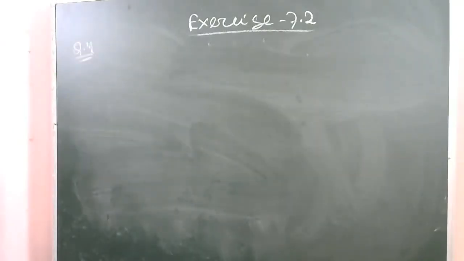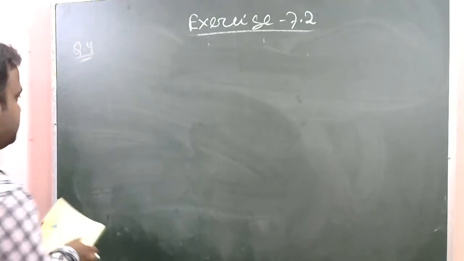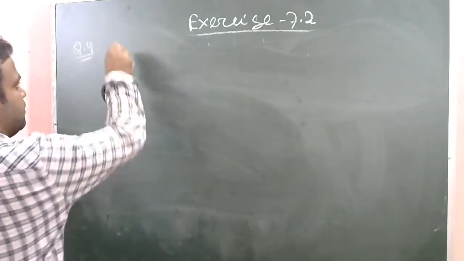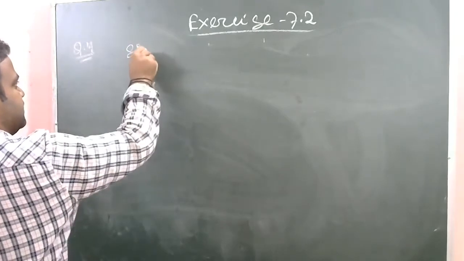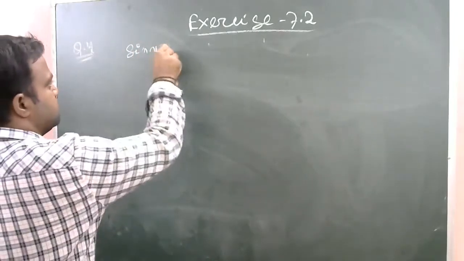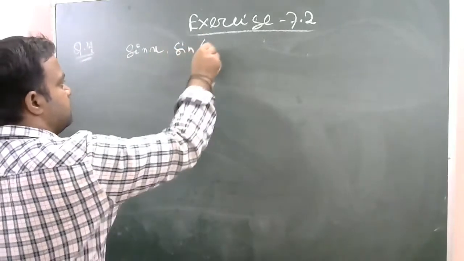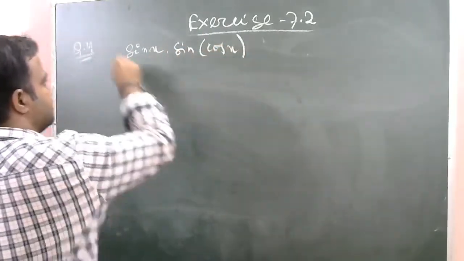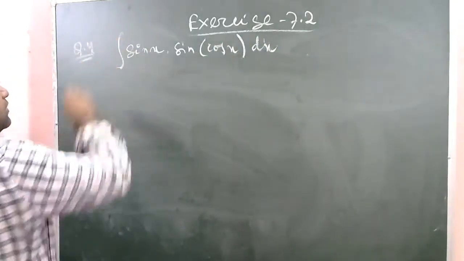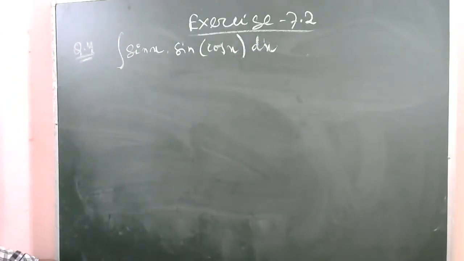Okay, so now we'll solve question number 4. Already 3 questions are solved. So question number 4 is the integral of sin x times sine of cos x dx. Okay, so what will you let here, what will you put?